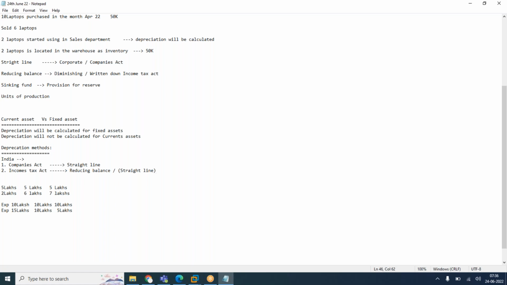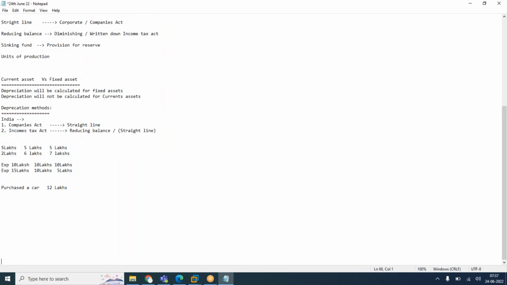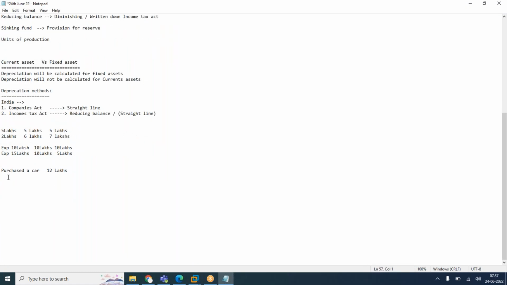Fine. Now you are talking about straight line and about reducing balance. So what are these methods? How will it be calculated? Let us understand. Suppose I have purchased a car at the rate of 12 lakh rupees. The life of the car is 5 years. Before discussing this, I want to tell you one thing.